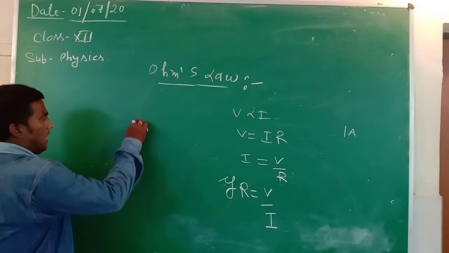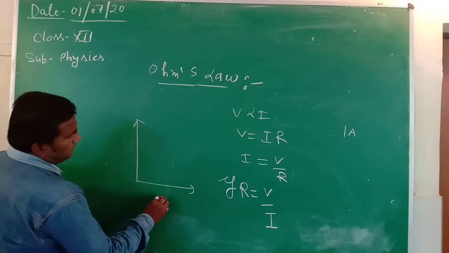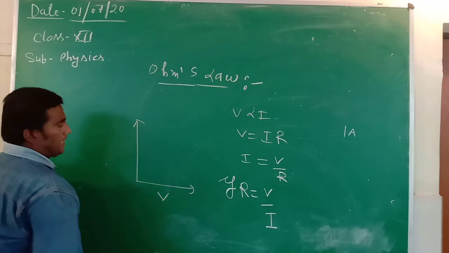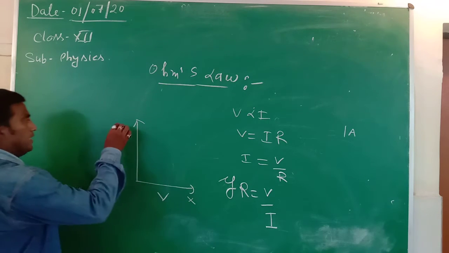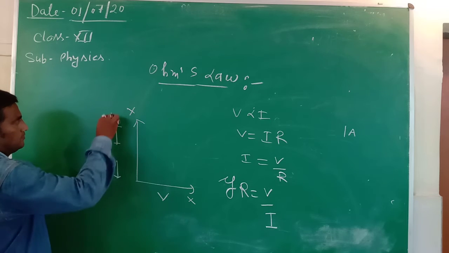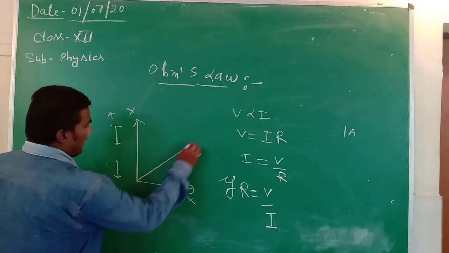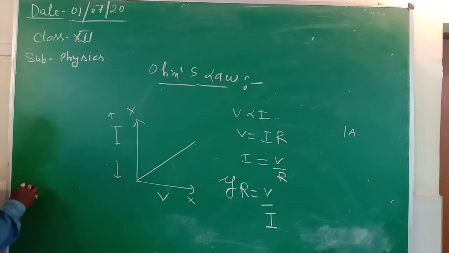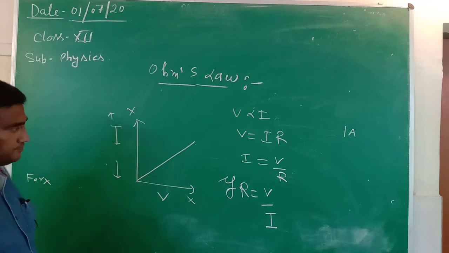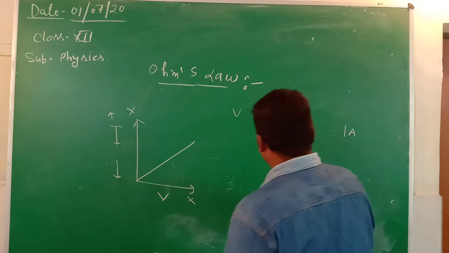What is the ohmic graph? If the value of the potential difference is put on the x-axis and the value of current is put on the y-axis, and the resistance in every case is constant, then the graph is always an ohmic graph. We can easily understand this by an example.